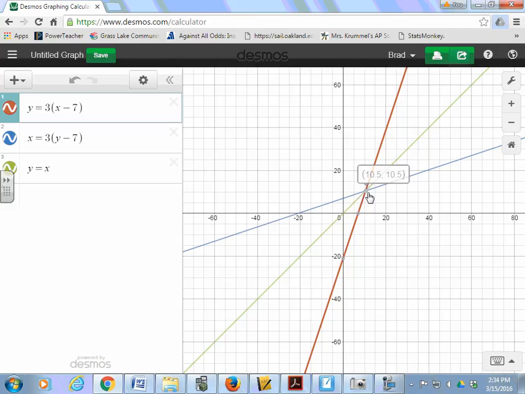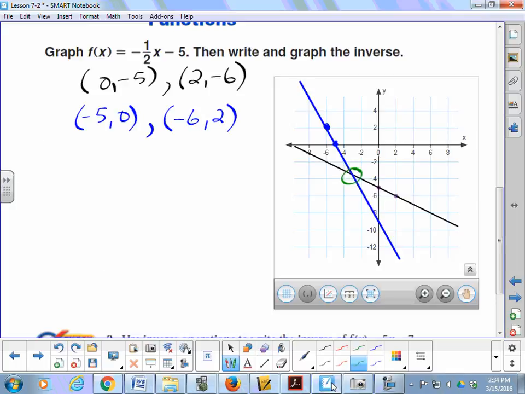So the point where they intersect should be on that line y equals x. So over here, this point where they intersect has to have the exact same x and y value. If they don't, then you made a mistake on that graphing. All right. So here we've graphed our line, and we've graphed our inverse just by taking 2 points and switching them, drawing the line.